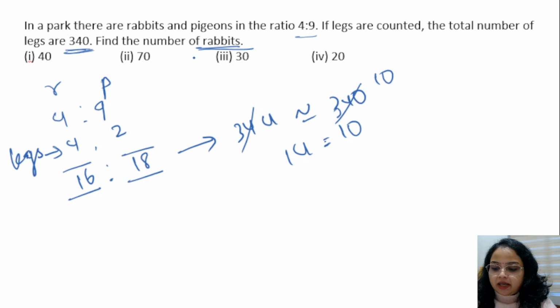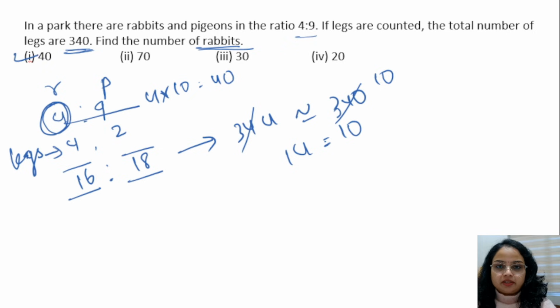So find the number of rabbits. How many rabbits are there? 4 units. It is 4 into 10, it is 40. So 40 rabbits are there.